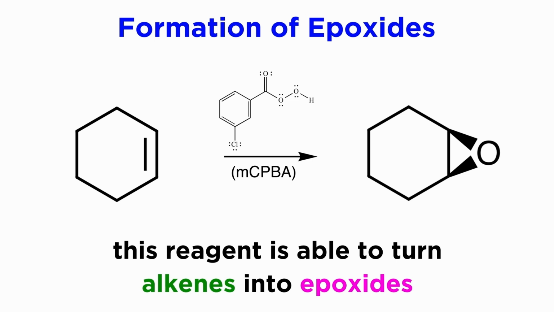We won't discuss the mechanism. For now, we just have to be familiar with the name of the reagent and know that it will turn an alkene into an epoxide because one of these oxygen atoms in this functional group will get transferred into this pi bond.